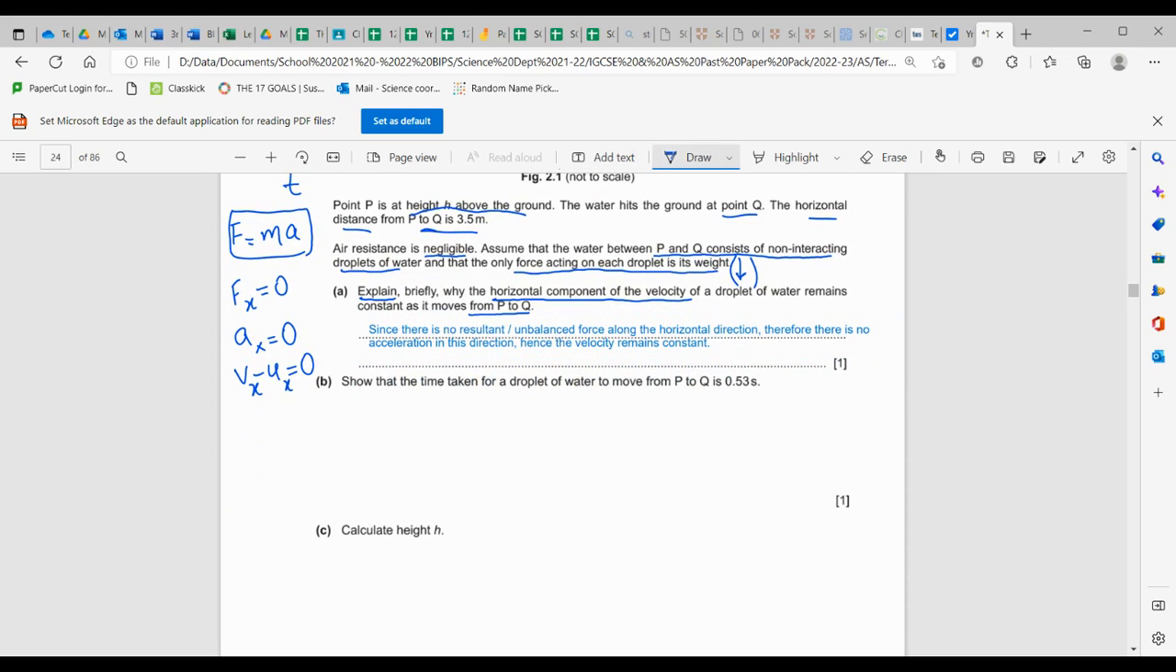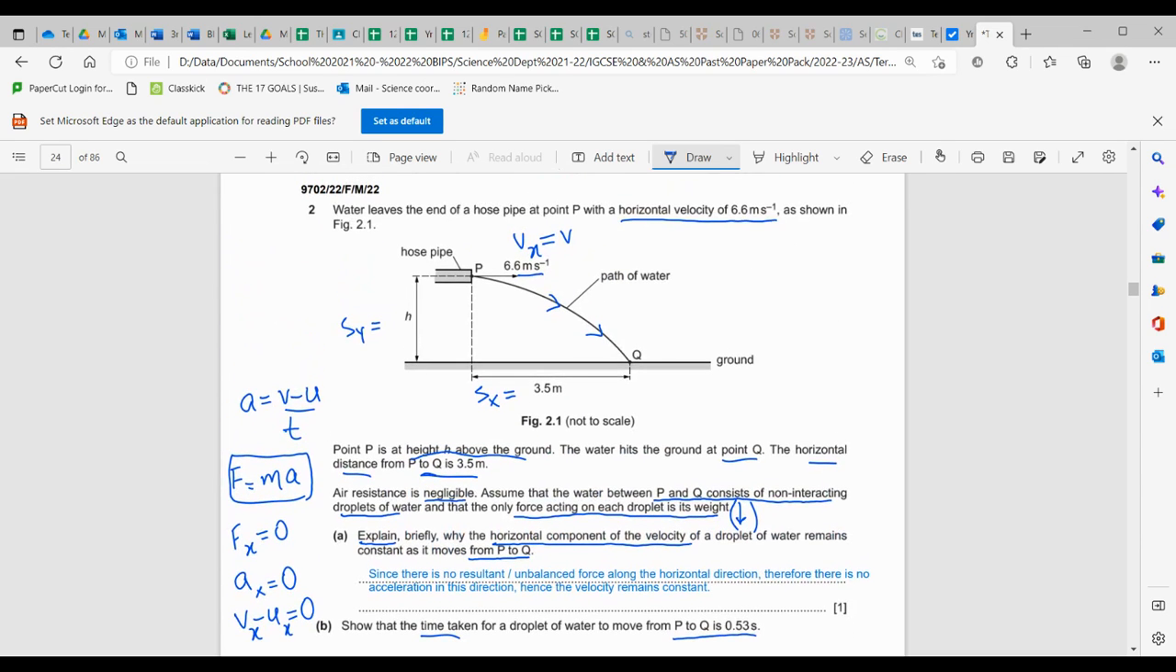Next part. Show that the time taken for a droplet to move from P to Q is 0.53 seconds, which means the time it takes for reaching from P to Q. Now, we all know in projectile motion we have to consider the vertical and the horizontal components separately. So here we can take any of the two components for which we know the variables. Let's talk about the horizontal component first. We already know the horizontal velocity, Vx, which remains constant throughout the motion. We know already the horizontal displacement, and now we need to find out the time for the entire motion.